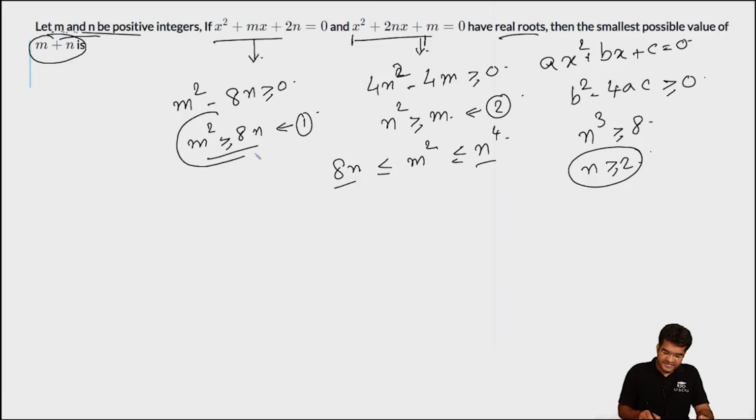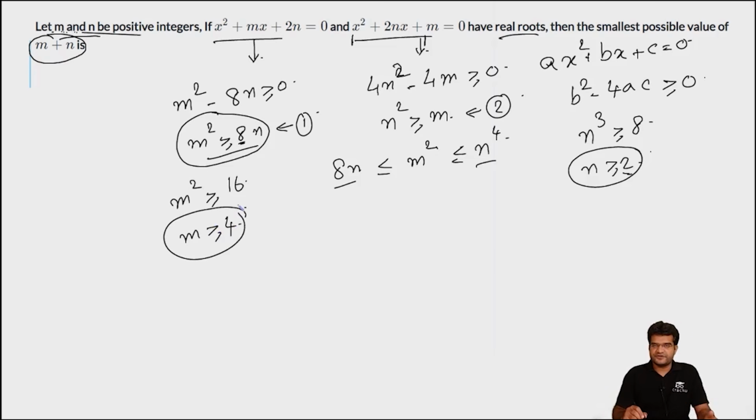Similarly, because m square is greater than or equal to 8n, m square will be greater than or equal to 8 times 2, which is equal to 16, or m itself will be greater than or equal to 4. So what we know for sure is that m is greater than or equal to 4 and n is greater than or equal to 2. As we are trying to find out the minimum possible value of m plus n, we'll first check for the least possible values of m and n, and we'll see if both these inequalities hold true. If both of them hold true, then we know that the minimum possible value of m plus n can be easily calculated. So the minimum possible value of m is 4 and the minimum possible value of n is 2.